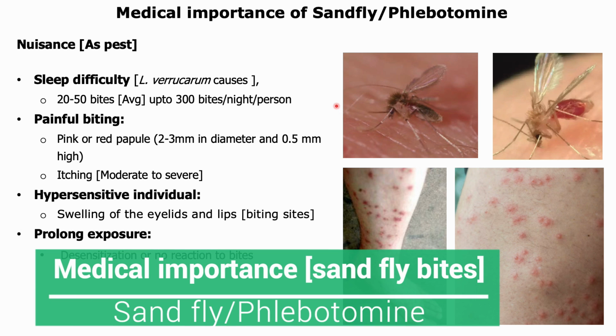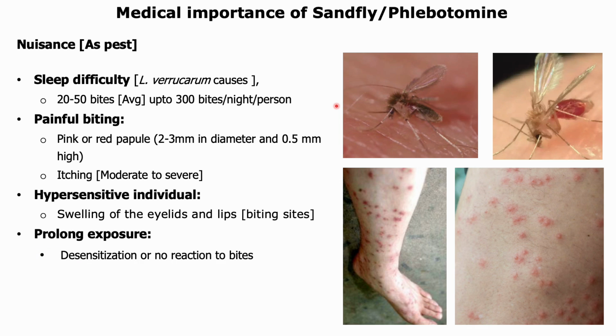Sandfly or phlebotomine is important as a pest and vector of different diseases of man and animal. Sandflies are very annoying biting pests. They bite repeatedly and cause a sharp prickling sensation each time. Biting of some species may cause sleep difficulty in highly infested areas.